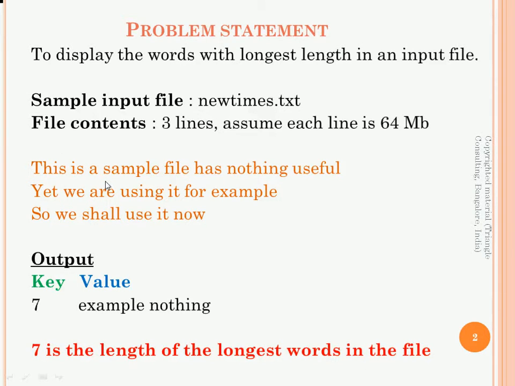And let's assume for the sake of discussion that each line of the file is 64 MB. No way it's going to be even 1 MB, just for the sake of discussion, because Hadoop is going to split the input file into 64 MB chunks in case the file is greater than 64 MB in size. For that reason, I'm asking you to assume that each line of this file is going to be 64 MB. The file has 3 different lines.